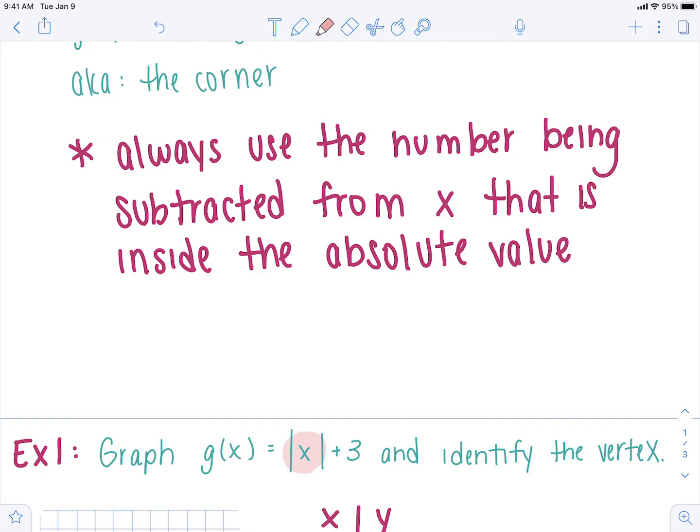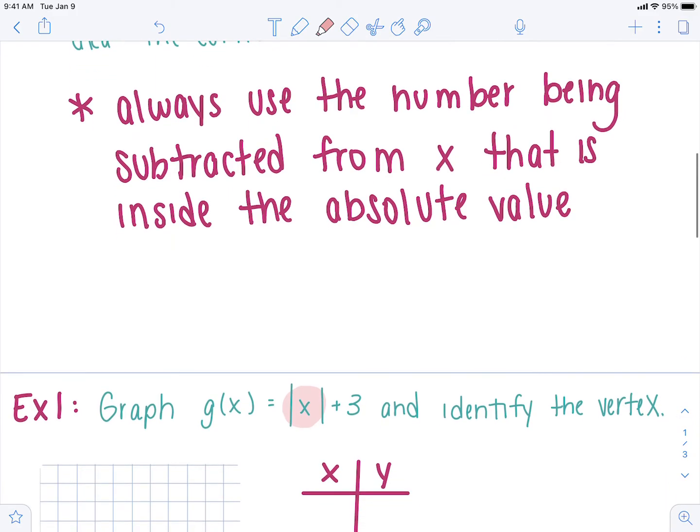Do you see any numbers being added or subtracted inside the absolute value? No. So that tells me I want to make sure that I use 0 as one of my x values to plug in, because I'm not adding or subtracting anything. I wouldn't write that I added or subtracted 0, so that's the number I want to make sure I use.